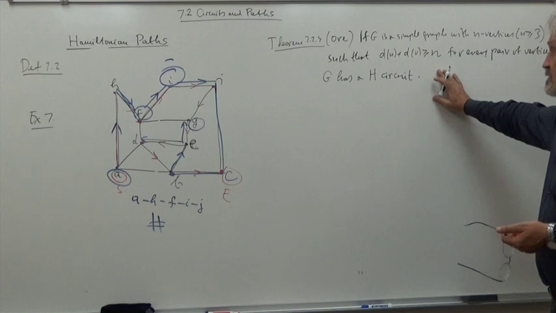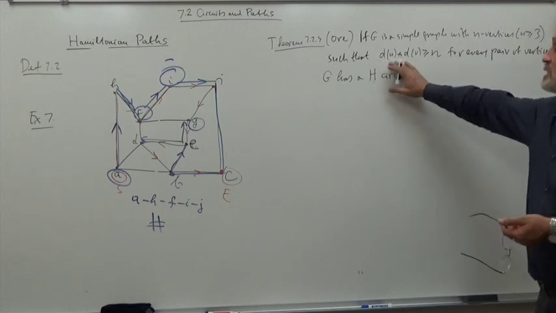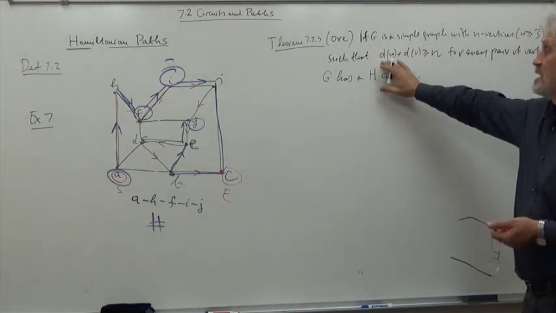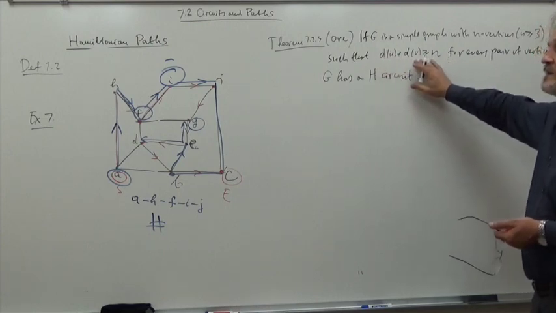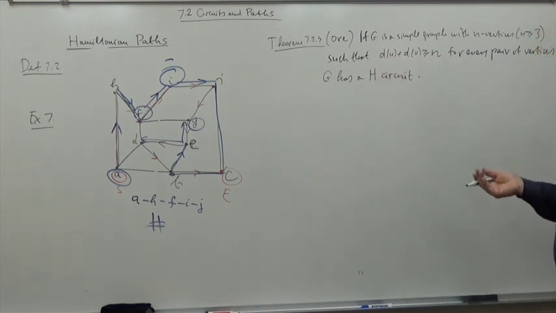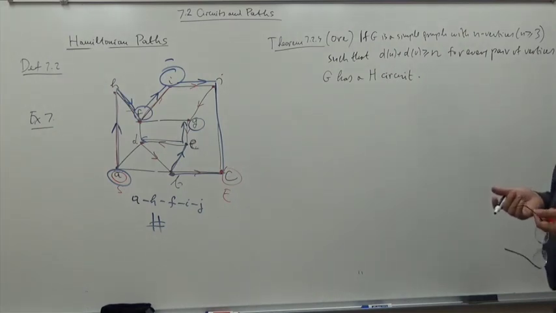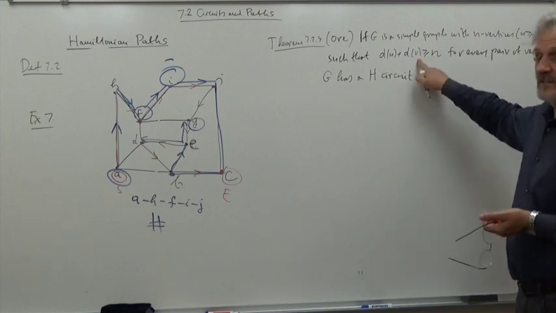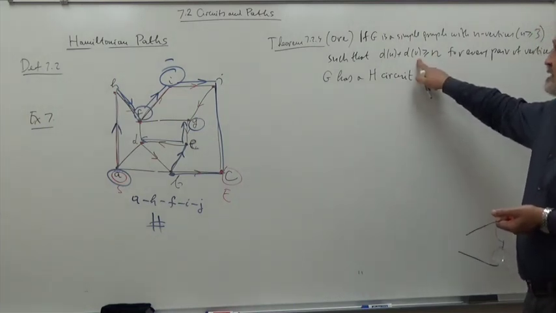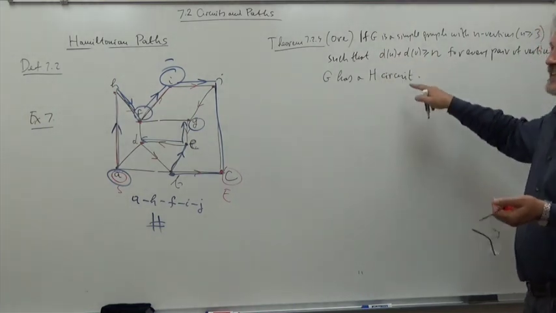So this is a sufficient condition if you have a heavily loaded graph, because this says that the vertices generally have very heavy degrees. Then if that happens, a Hamiltonian circuit is guaranteed. If that doesn't happen, we just don't know. Don't assume that if a graph doesn't satisfy this, then it doesn't have a Hamiltonian circuit. That would be the wrong way to use logic.